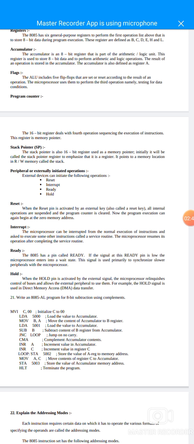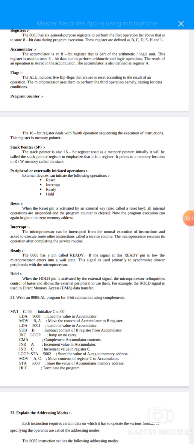Peripheral or externally initiated operation. External devices can initiate the following operations: reset, interrupt, ready, hold. Reset: when the reset pin is activated by an external key, also called a reset key, all internal operations are suspended and the program counter is cleared. Now the program execution can again begin at the 0 memory address. Interrupt: the microprocessor can be interrupted from the normal execution of instructions and asked to execute some other instructions called a service routine. The microprocessor resumes its operation after completing the service routine.